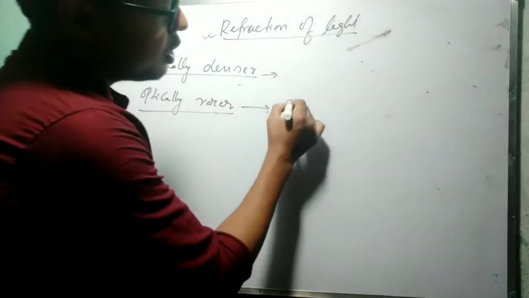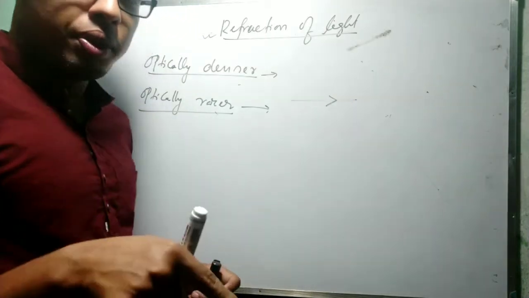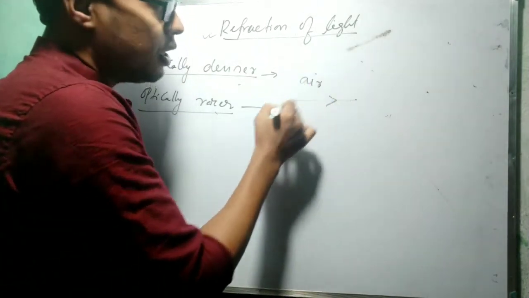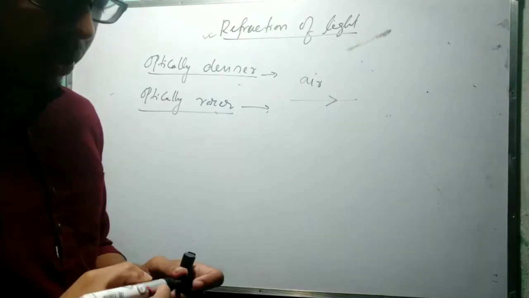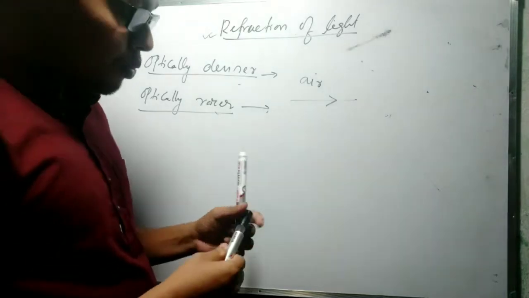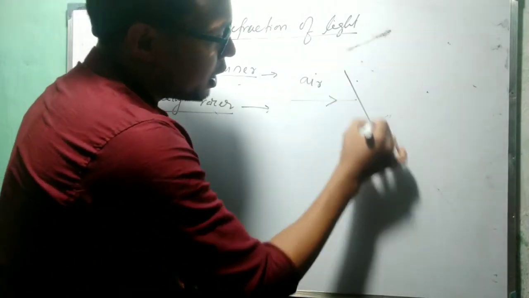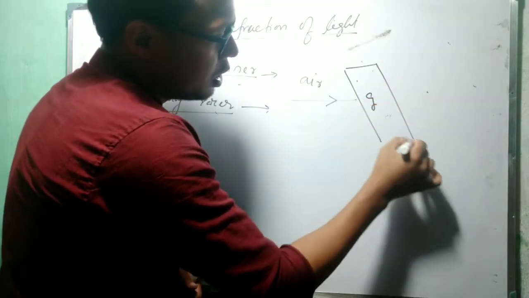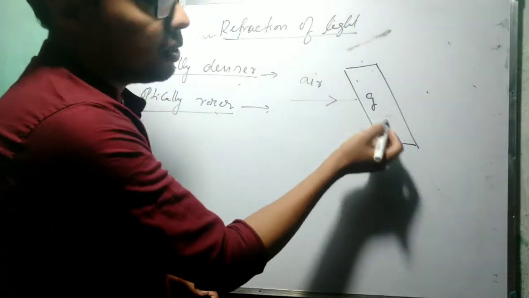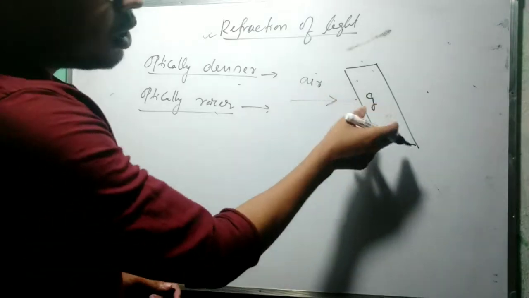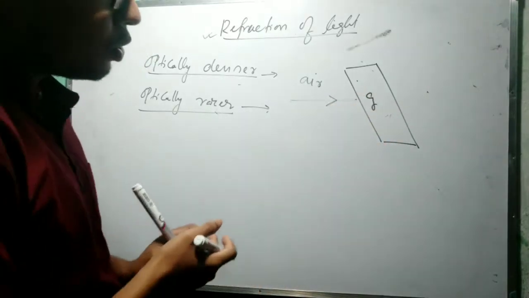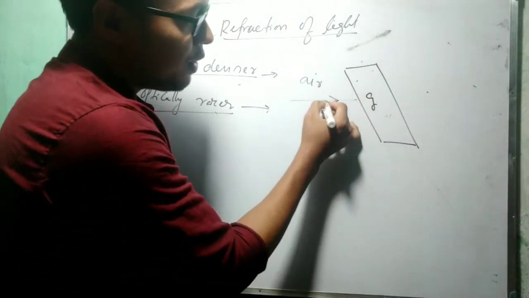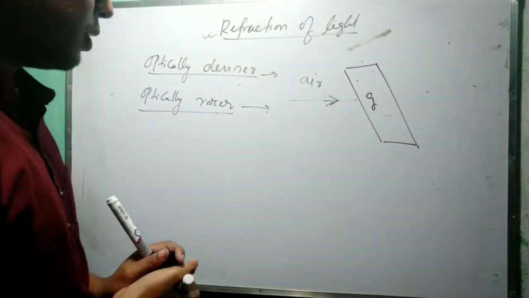Light travels in a straight line path in a particular medium. Suppose in air, then it travels along a straight line path. But if the medium changes, suppose from air to glass, suppose this is glass, here it is entering, so obviously the speed will change. When the speed changes, then the direction of light also changes.